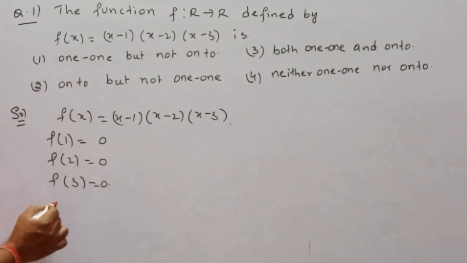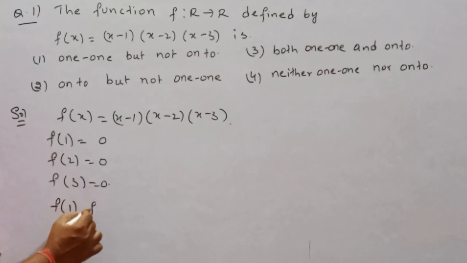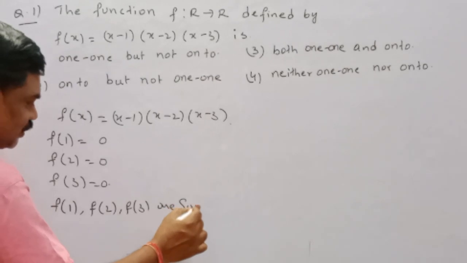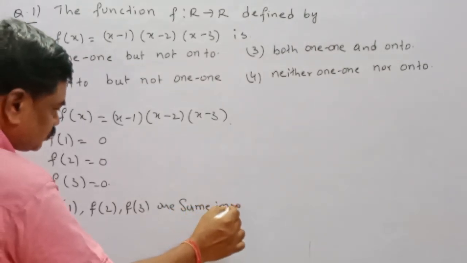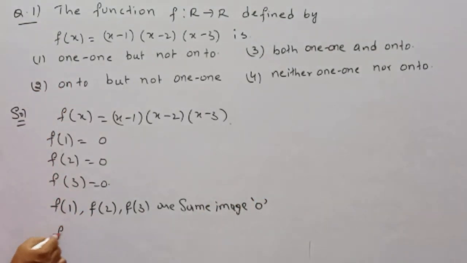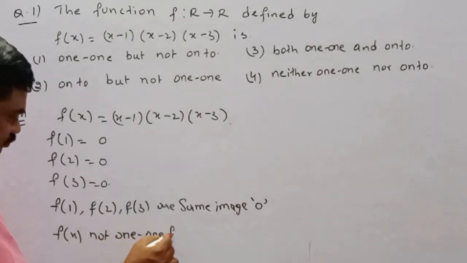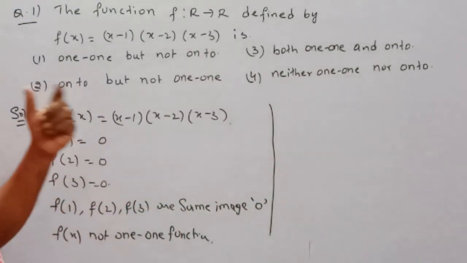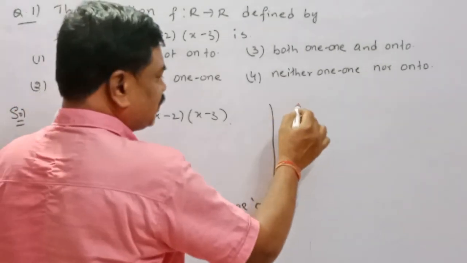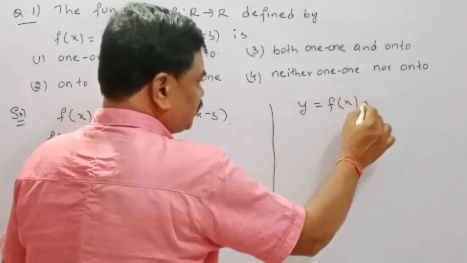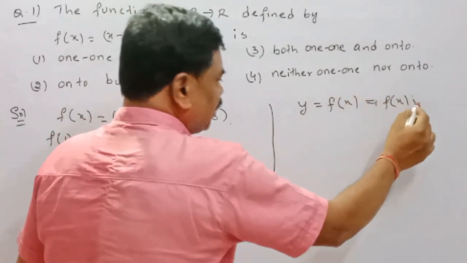So f(1), f(2), f(3) have the same image, that is 0. So f(x) is not a one-one function. Okay, then you check for onto function. That is, if y is equal to f(x), then check whether f(x) is onto.